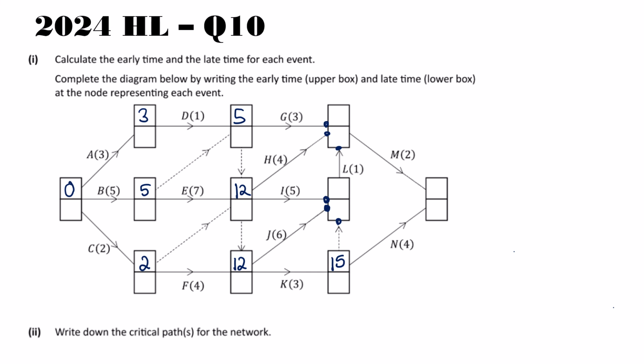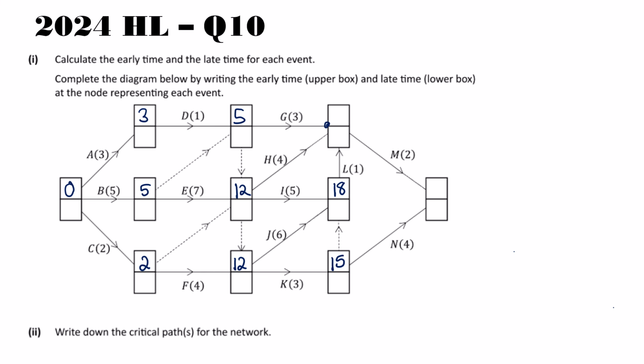Then we'll go for this one here. I have 1, 2, 3 feeding in. My options are 15 from the dummy, or 18 from J, or 17 from I. And we're going to put in the biggest of those, which is 18.